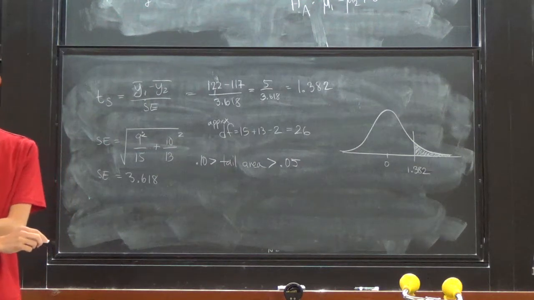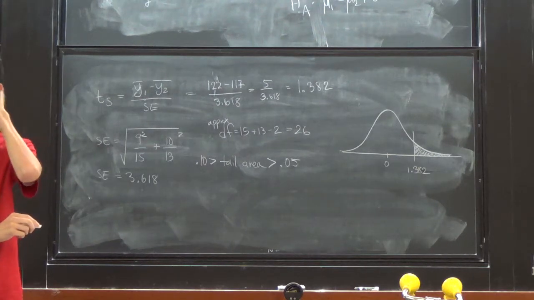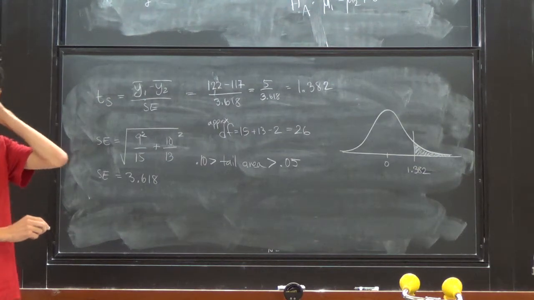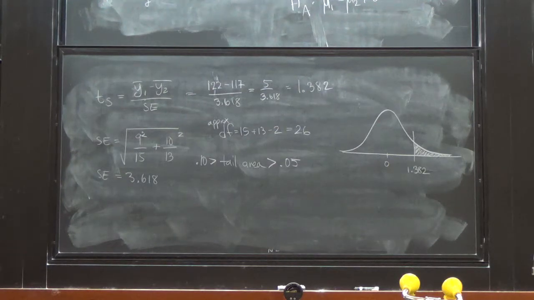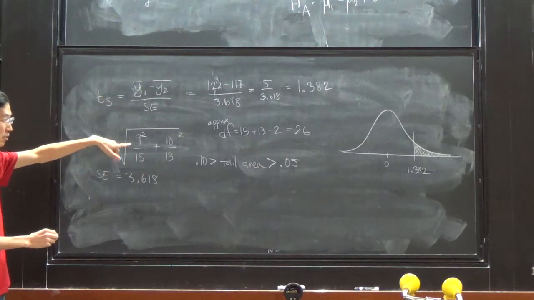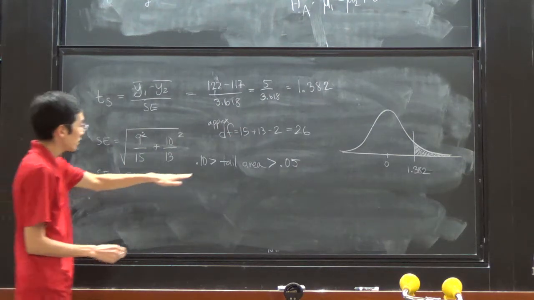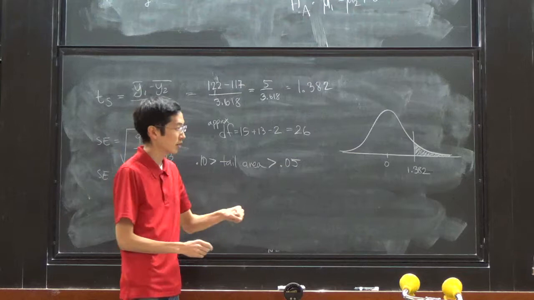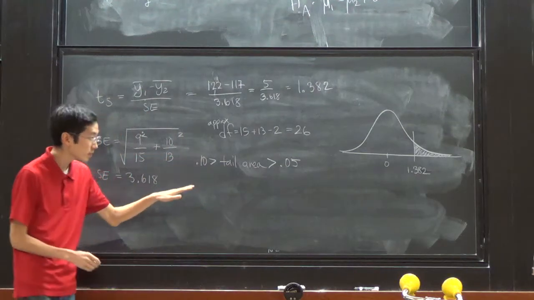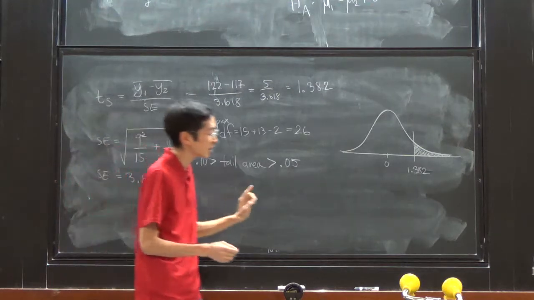Is that okay? I want to make sure everyone's okay, because everyone's getting between 0.05 and 0.10 when we look up our test statistic of 1.382 in 26 degrees of freedom. Okay, good. So our tail area is between 5 and 10%. Okay. This is not yet our p-value.